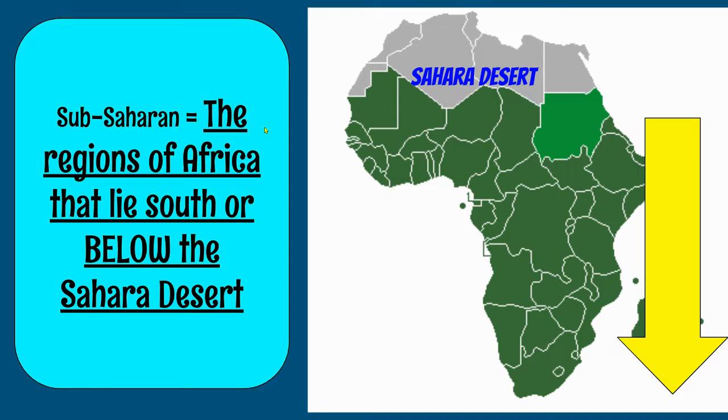Okay, on your note sheet, define what sub-Saharan means. When we use that word sub, it always means below, like the subway or subterranean, which means below. So sub-Saharan literally means the regions of Africa that are below the Sahara Desert. So add that to your note sheet.